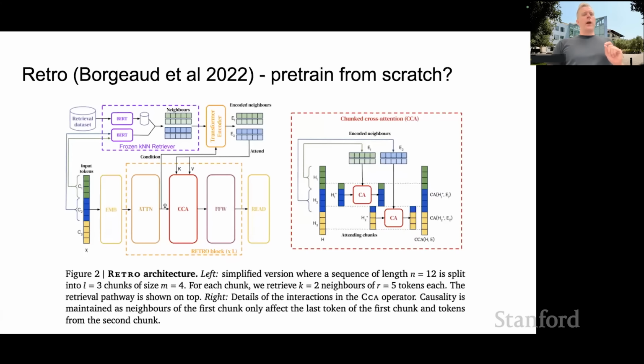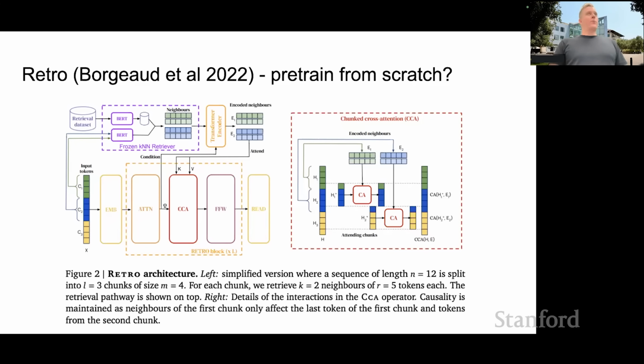And so that idea was exploited by this paper called Retro out of DeepMind, where they showed that you can have a 25 times smaller retrieval augmented language model trained from scratch, so really pre-trained entirely from scratch, that outperforms a 25 times bigger language model on the same data in terms of perplexity, which is pretty impressive. Right? So this architecture is much more efficient than a parametric model because you can rely on this external memory. So if your external memory is big enough, you can get pretty huge gains.